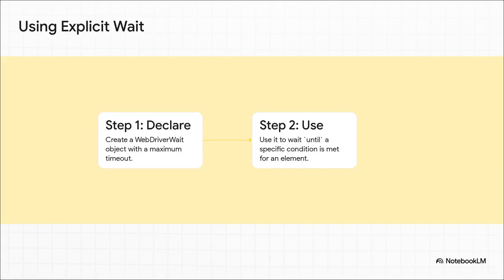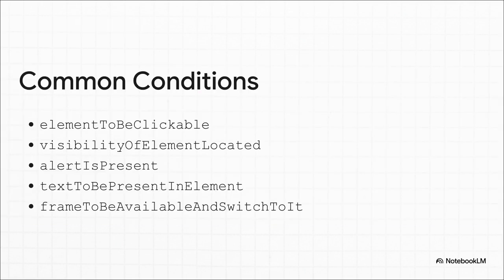Now, it might sound complicated, but it's really just 2 simple steps. First, you create this thing called a WebDriver wait object, and you give it a max timeout. Then, when you get to that one problematic element, you just tell that object to wait until whatever condition you want is met. So what kind of conditions are we talking about?